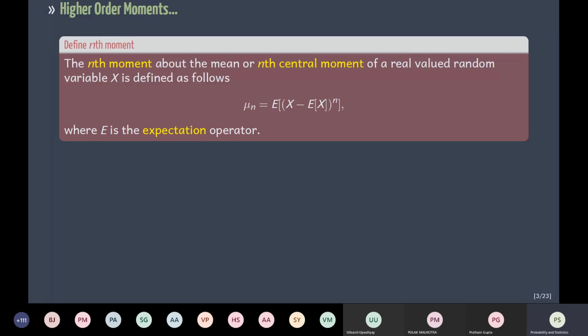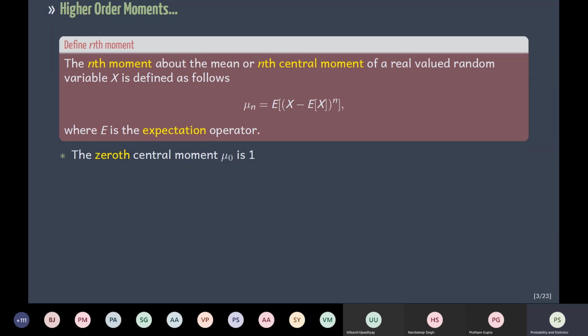So this is how we defined a central moment. The nth central moment about the mean will be denoted like this, where mu n is the expectation of (x minus expectation of x) whole to the n. So this is how we define the higher order moments. With different values of n, we will get moments such as the expectation and then variance and so on.